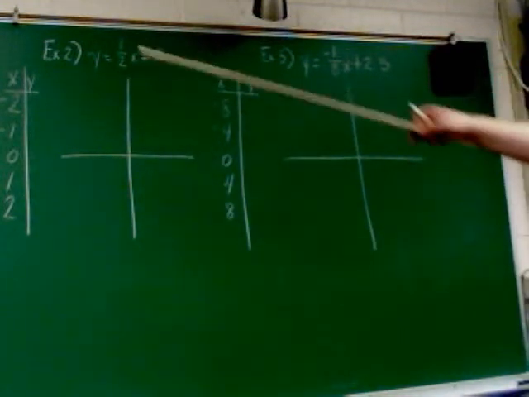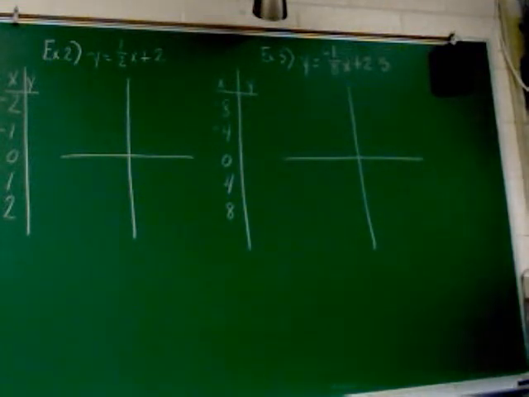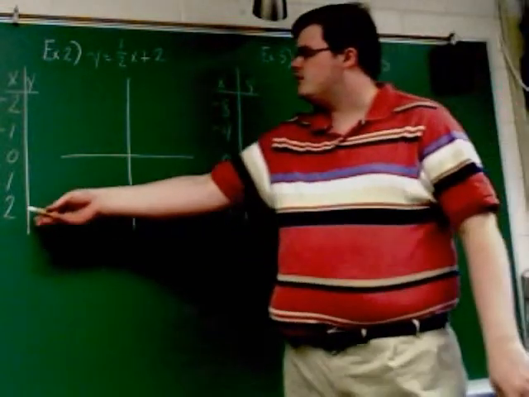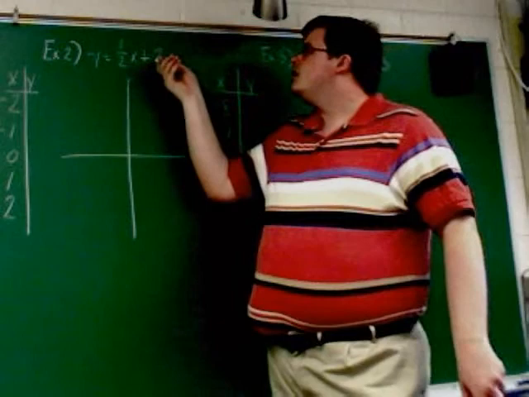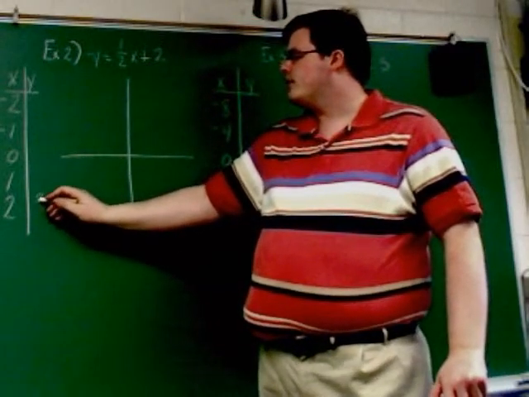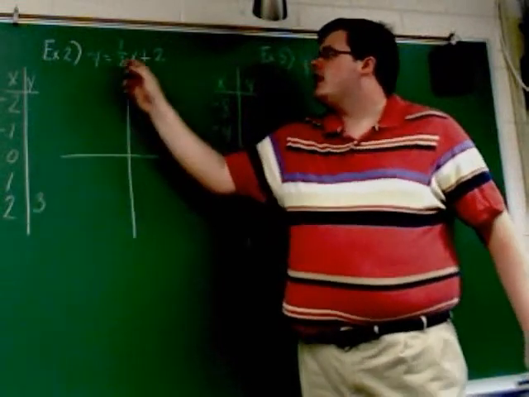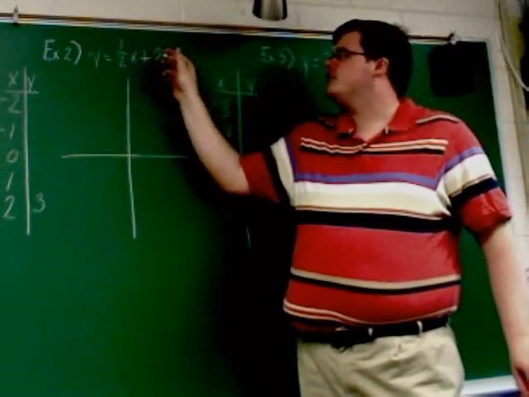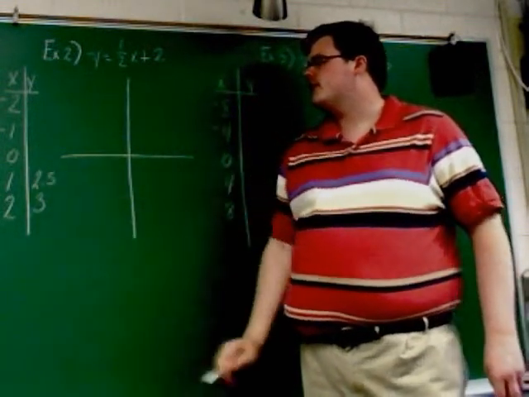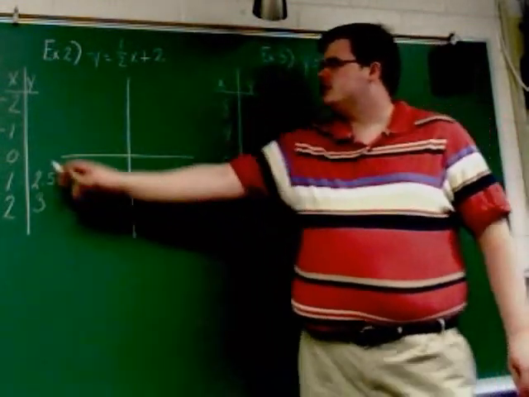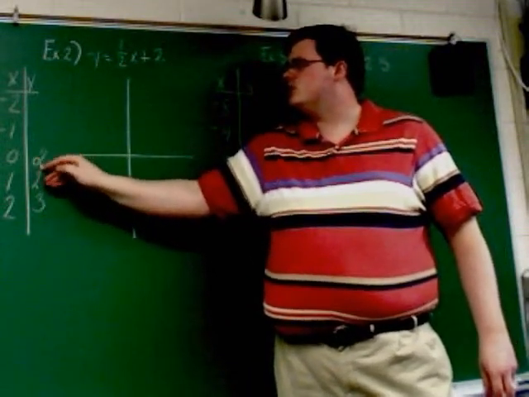Okay, let's go to example 2. Y equals 1/2 x plus 2. Again, I'm going to start at the bottom. Let's start with 2. Half of 2 is 1, and 1 plus 2 is 3. Change x to 1. Half of 1 is a half, plus 2 is 2 1/2. 0. Half of 0 is 0, plus 2 is 2.